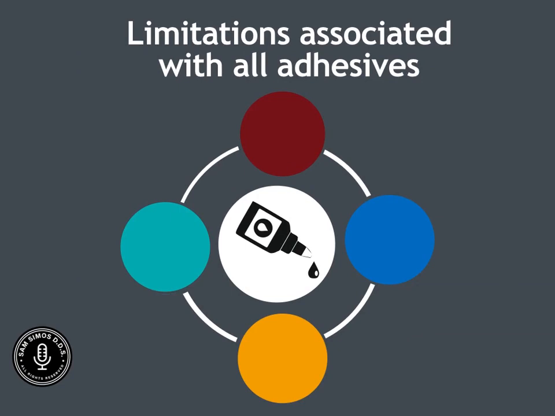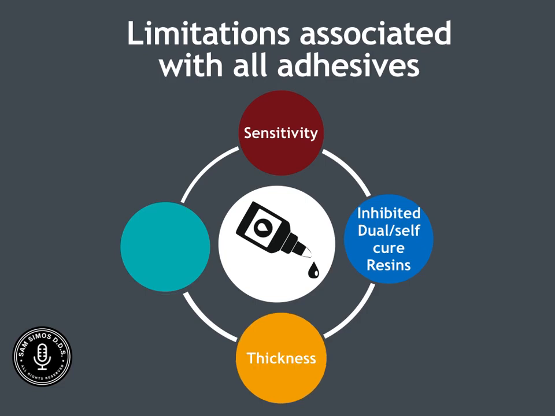Now, as I said at the beginning, there are limitations associated with all adhesives. Some limitations are that we can bring upon sensitivity. Other limitations are that we can have an inhibited dual or self-cure resin in our resins. And that's a problem too if we're using a post or a resin buildup. Next, we can have a thickness problem of our adhesive. Some adhesives are extremely thick. Some adhesives, we can have poor enamel etch. We've talked a little bit about that, and we're going to get more in depth. And then we create MMPs, or matrix metalloproteinases.